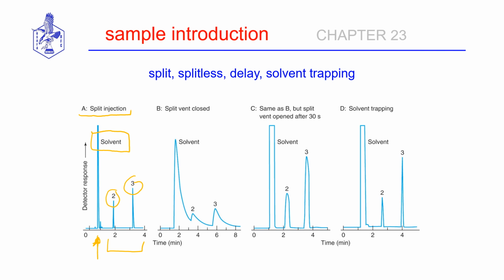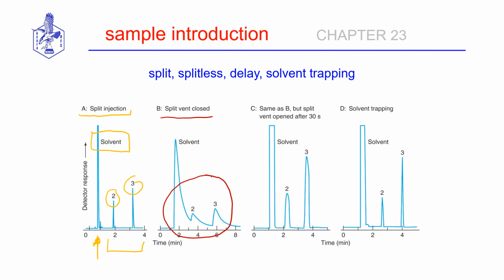Had we run the same sample with our split vent closed, that means all of the sample hit the column. Notice that we have very broad peaks, and this is indicative of the fact that we have overloaded our column. We have used up all the parking spaces in the limited stationary phase, and so we are unable to discern components that are similar structurally. They're all just kind of coming through at the same time because there's no place for them to go. The stationary phase is fully occupied.